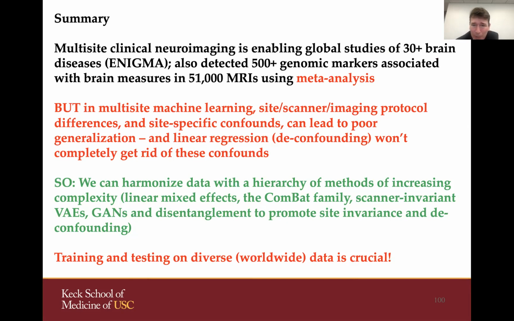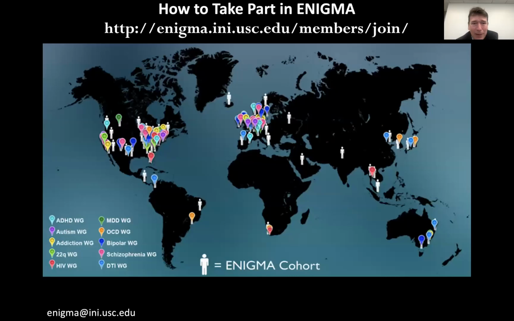So you'll see both linear regression deconfounding, such as ComBat, and then these more complex methods, such as scanner invariant autoencoders or GANs. They can often disentangle the site invariant features, the ones we care about, from the ones that are circumstantial, such as the protocol used or the kinds of people that are assessed. But that isn't to say that we can get away with just using these methods. We do need to train and test our methods on very, very diverse data, ideally from across the world, from people of different ethnic backgrounds and different cultures, to make sure that we've seen the full space of biological variation that is found in reality.